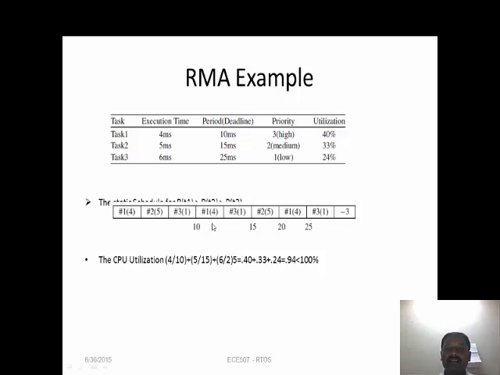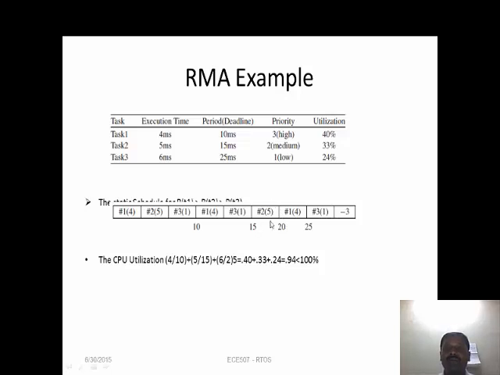Once task 1 finishes its 4 millisecond execution, task 3 comes to execute, and it runs from the 14th to the 15th millisecond. Again, you see task 2 is waiting at the 15th millisecond. It has to run for another 5 milliseconds. It gets its own share, right? So task 2 runs for another 5 milliseconds.